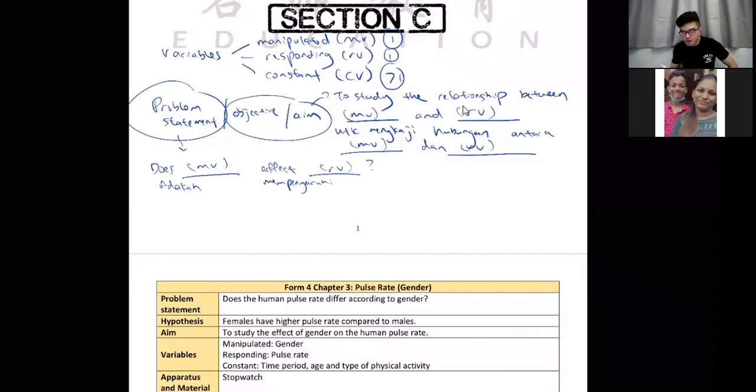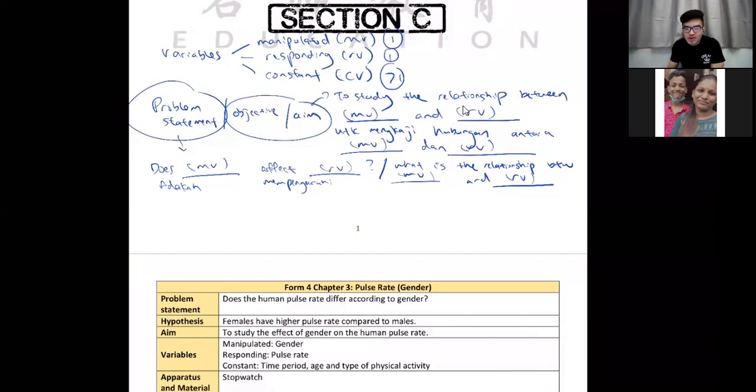Or you can write it in a longer form. Just now we say to study the relationship, right? What is the relationship between MV and RV? Okay, apakah hubungan antara MV dan RV? You see, it's the same. And you know what's the best part?